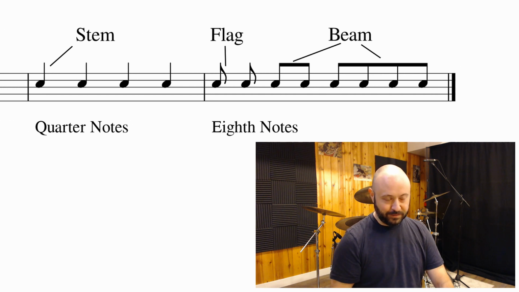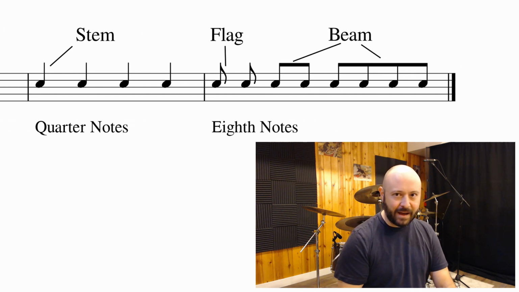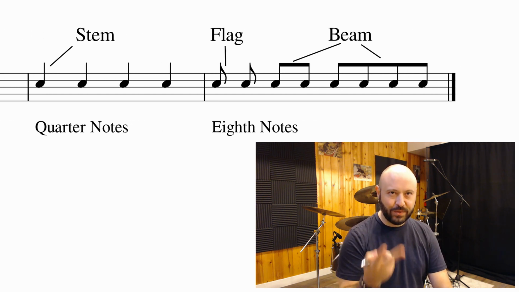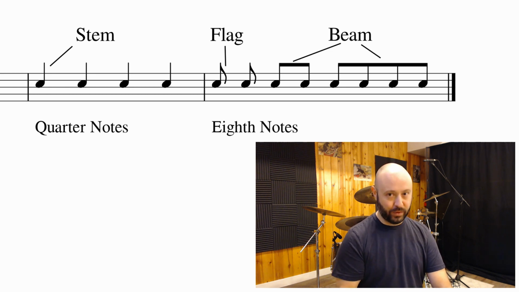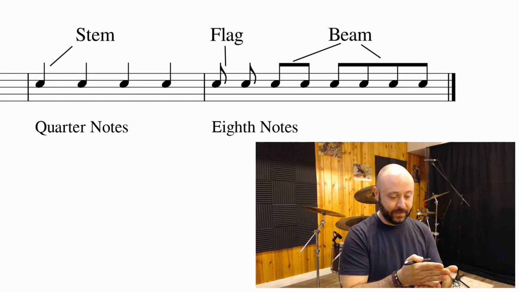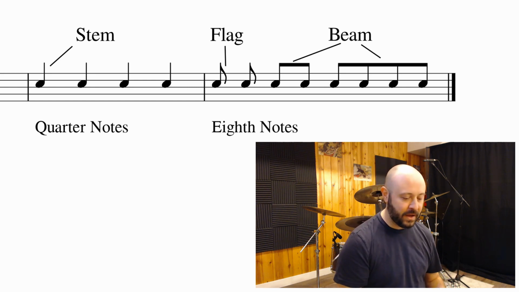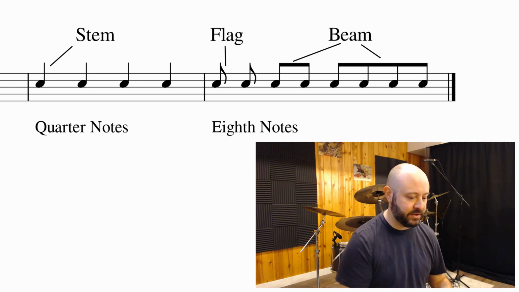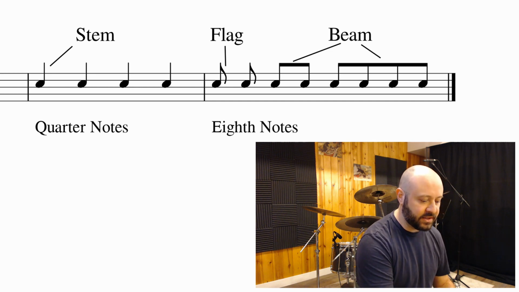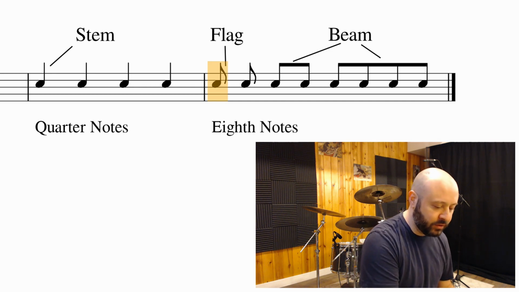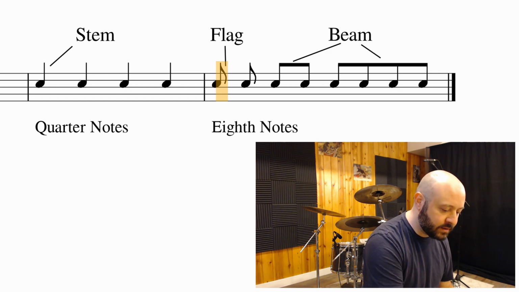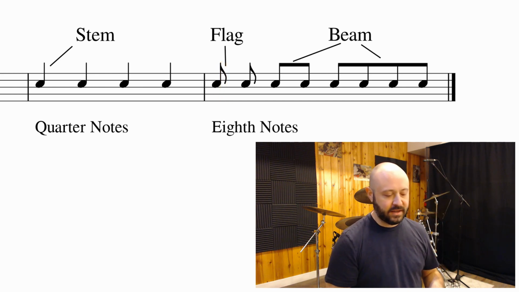Eighth notes are half of quarter notes. So there are two eighth notes for every quarter note, split evenly. That would mean that there are 8 eighth notes in a measure, and they can be written a couple different ways. The first way is a single eighth note with a flag. You'll notice it has a filled in note head, it has a stem, but then it has this little swirly little flag guy. That indicates an eighth note.